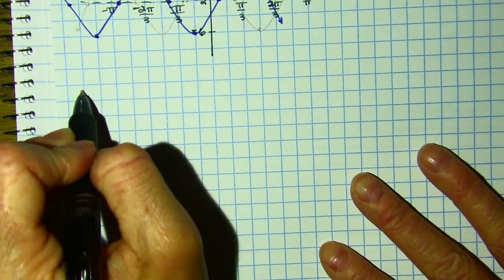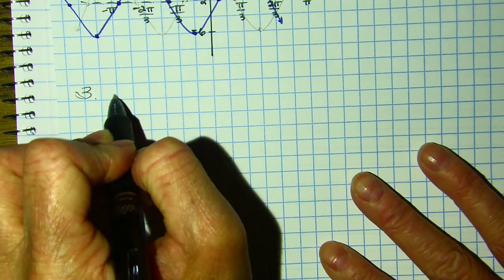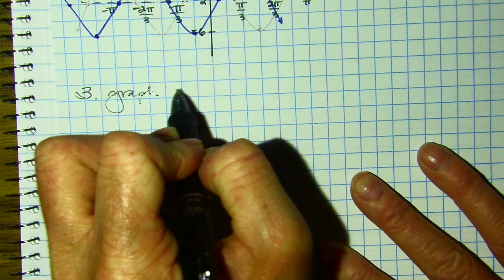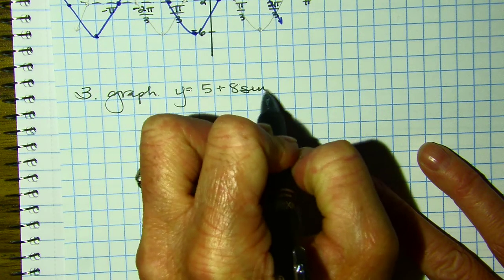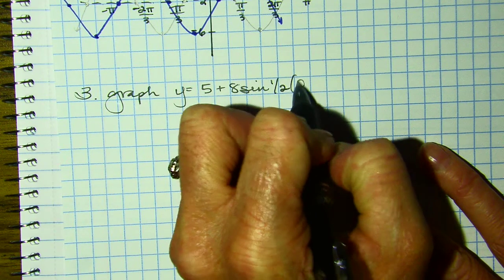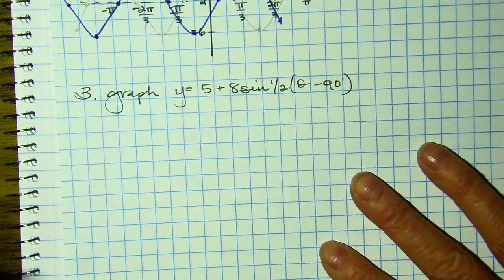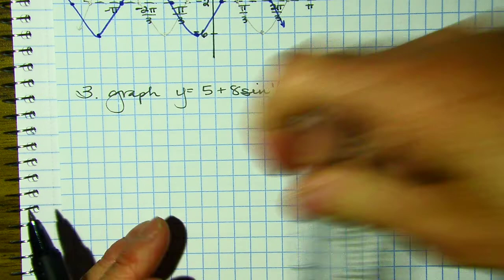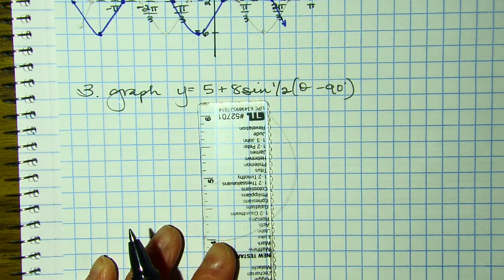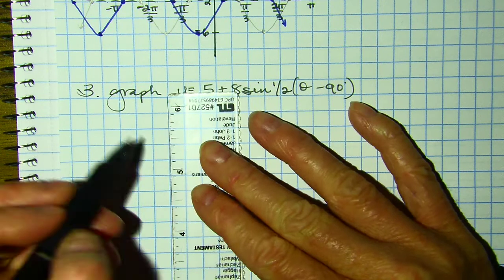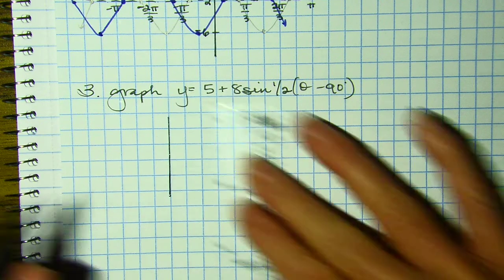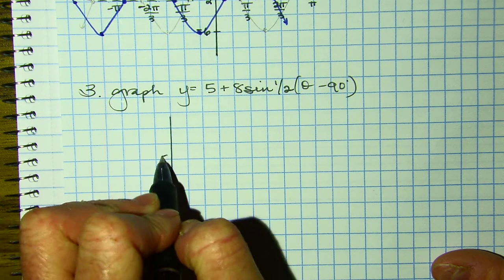Last one. So we're going to sketch the graph of y equals 5 plus 8 sine of 1/2 theta minus 90 degrees. All right, so let's just start. I always start with my center line. So I have a center line at positive 5.